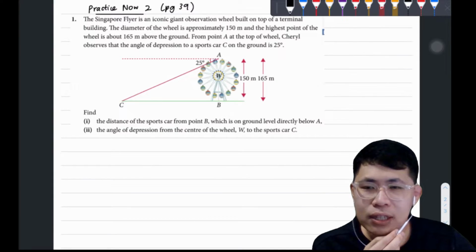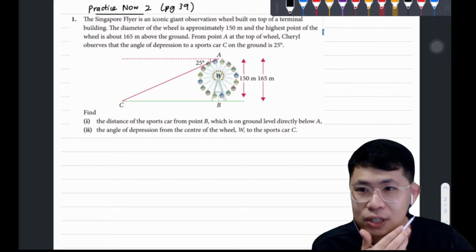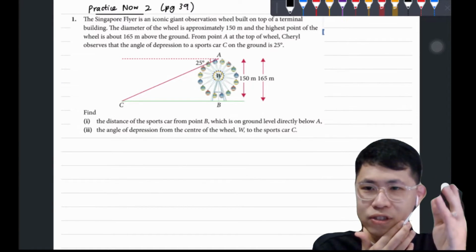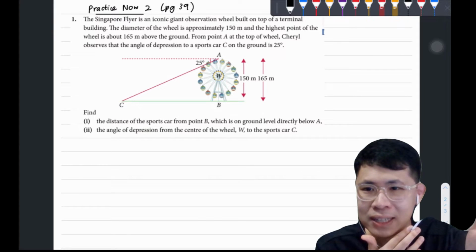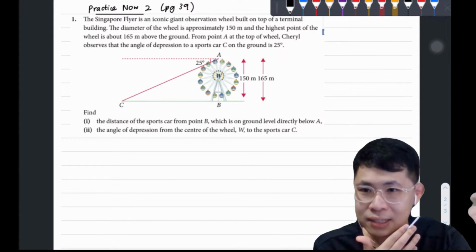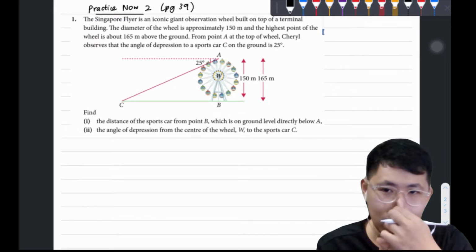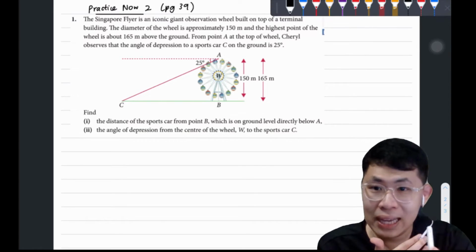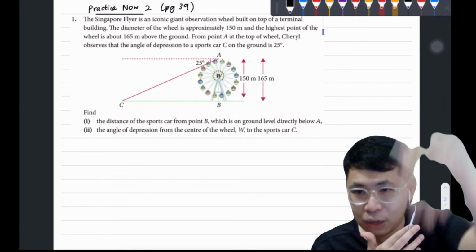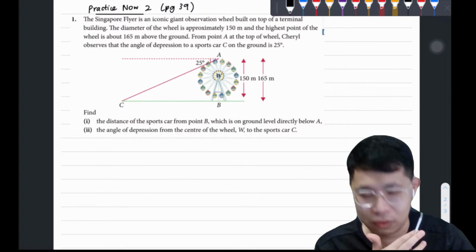Okay, so let's now turn our attention to practice now 2, page 39. Over here we have a Singapore flyer, which is an iconic giant observation wheel built on top of a terminal building. The diameter of the wheel is 150 meters and the highest point is 165 meters above the ground. From point A at the top of the wheel, Cheryl observes that the angle of depression to a sports car C on the ground is 25 degrees.